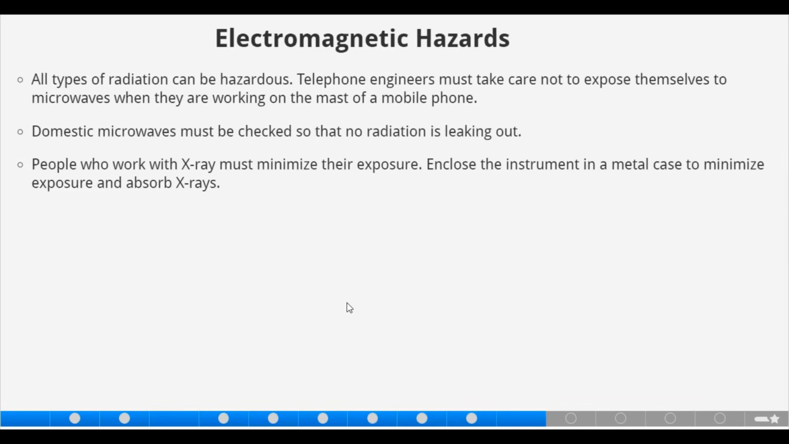So, what are the things associated with electromagnetic hazards? All types of radiation can be hazardous, that is deadly or lethal. Telephone engineers must take care not to expose themselves to microwaves when they are working on the mast of a mobile phone. Domestic microwaves must be checked so that no radiation is leaking out. People who work with X-rays must minimize their exposure. Enclose the instrument in a metal case to minimize exposure and absorb X-rays.